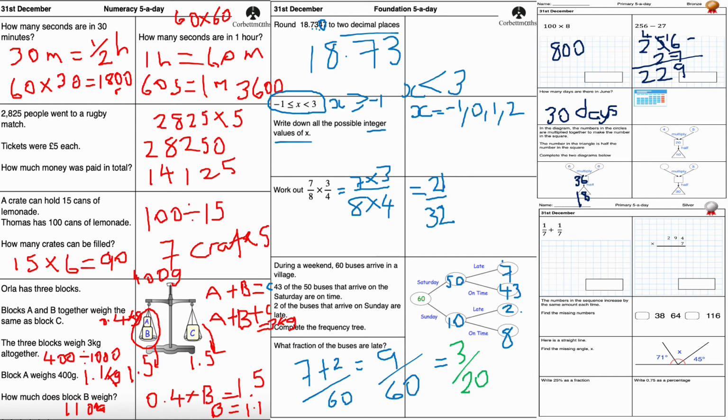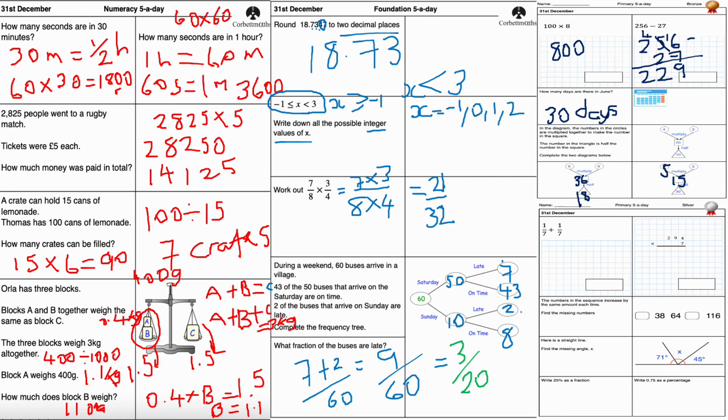This one is working backwards. So half of 30 is 15. 15 divided by 3 is 5. Because it's working backwards.